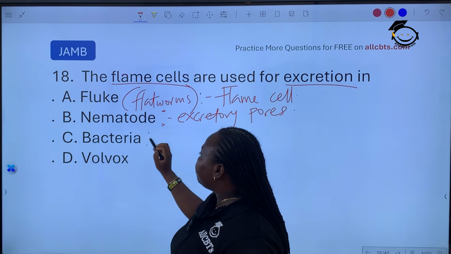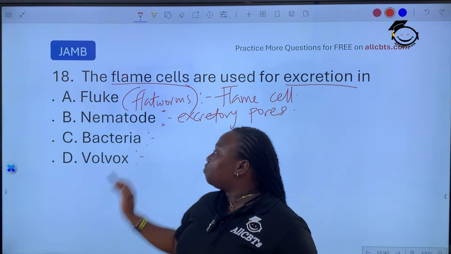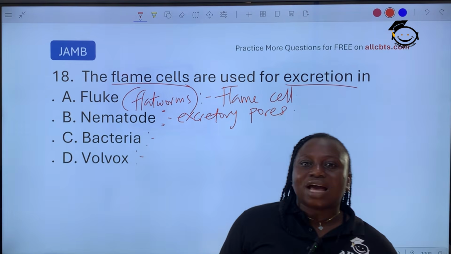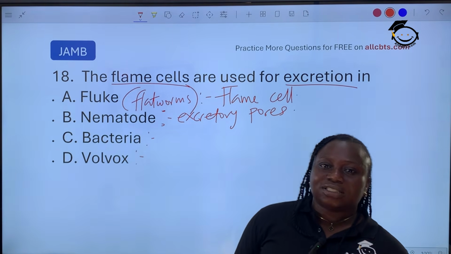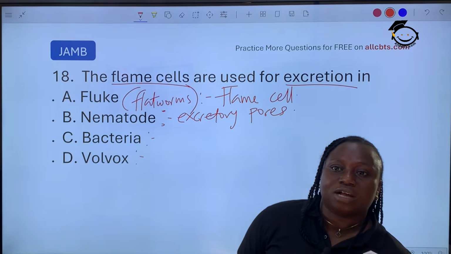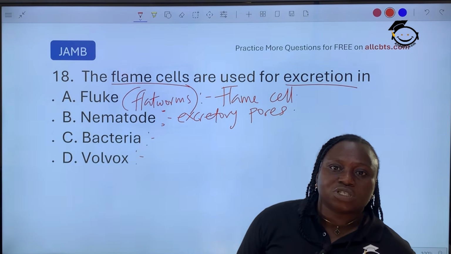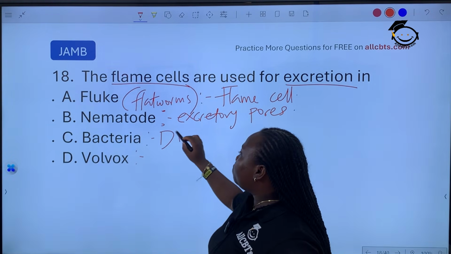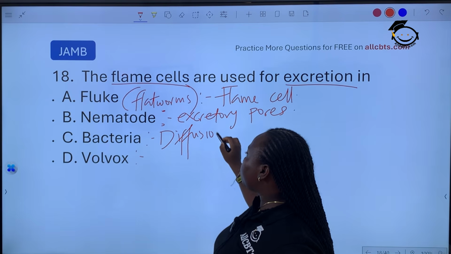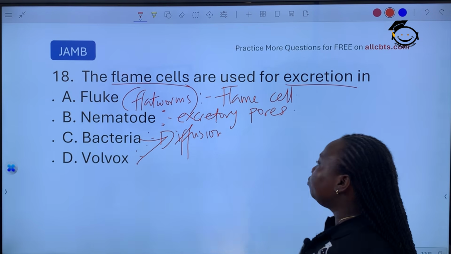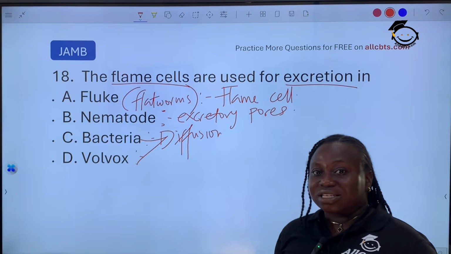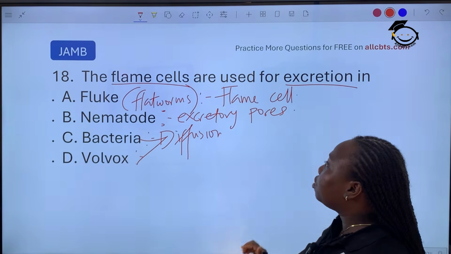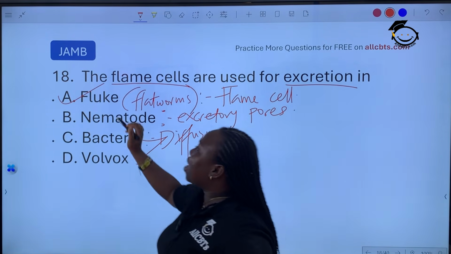Now, both bacteria and volvox excrete by the movement of gases. Sometimes they can lose water by osmosis, or they can bring water in by osmosis. So for them, it is by diffusion, because they are at a cell level. They don't really have any specialized organ for excretion. So our answer is option A, the liver fluke.